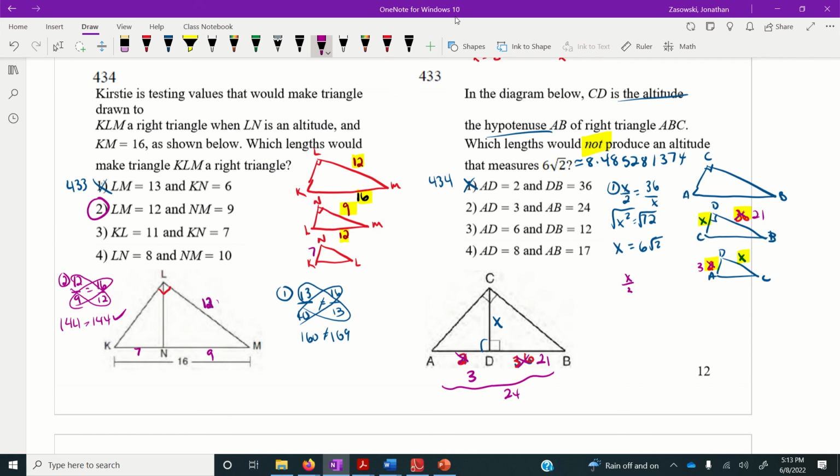So X over 3 equals 21 over X. You can see how we're just taking out the numbers and just plugging in. So we get X squared is equal to 63. We take the square root of this. Let's see if we get that same decimal. We don't. We get 7.93725, not the same. So this is going to be our answer.